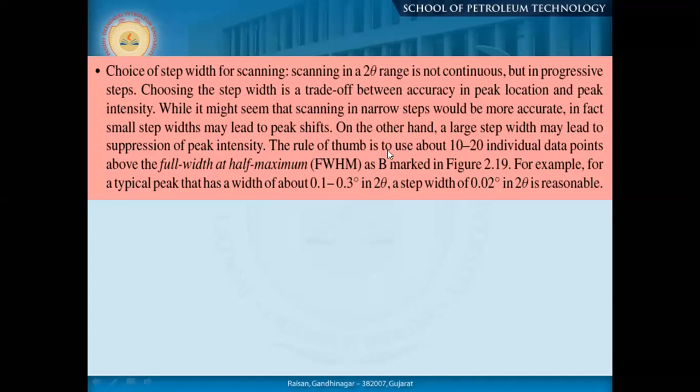The rule of thumb is to use about 10 to 20 individual data points across the full width at half maximum, as marked. It's another figure, I didn't include it. So you see here a step of 0.02 degree, and what is the time taken? You can give the times also, that this step should be taken for this time, and this data should be recorded for this duration. That is how we get the desired accuracy.